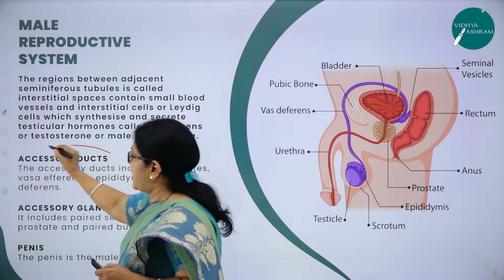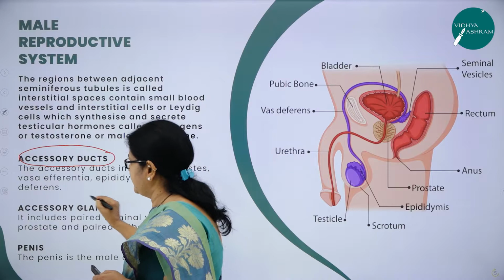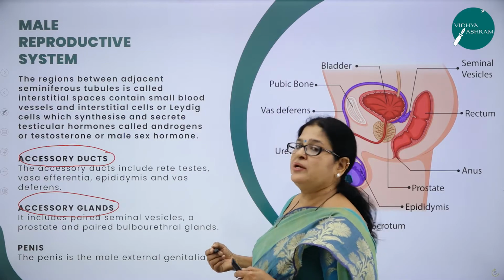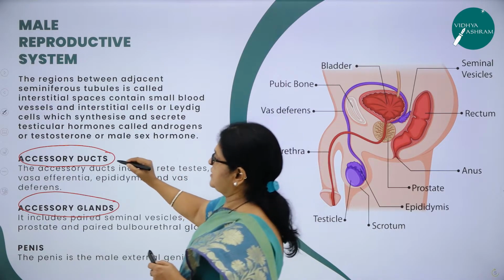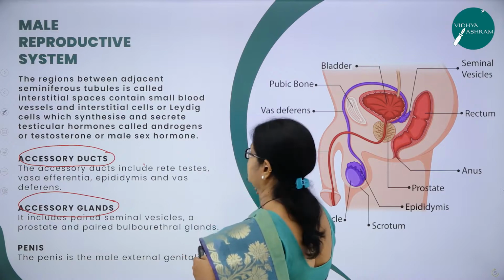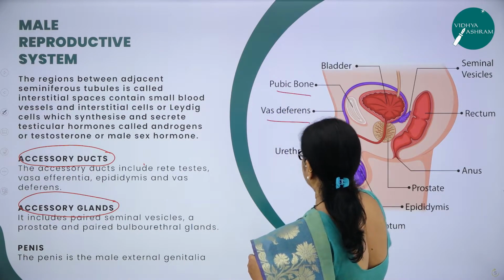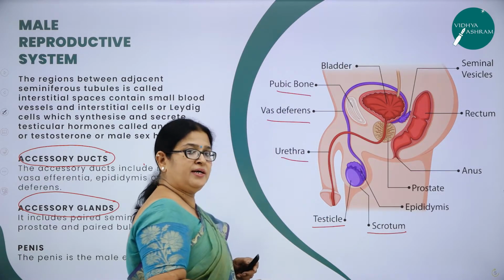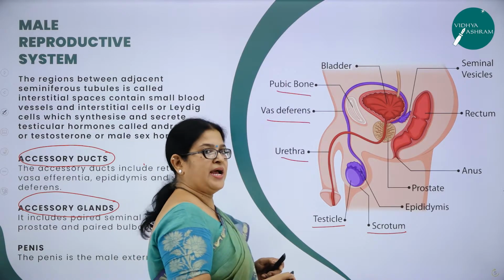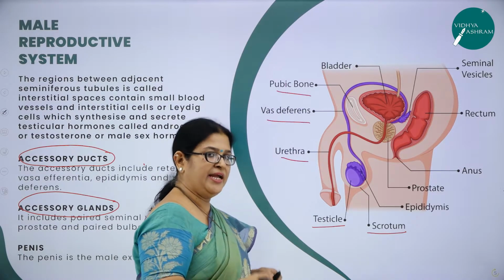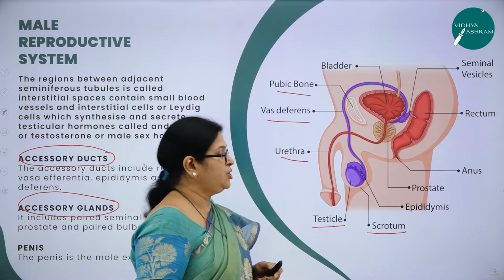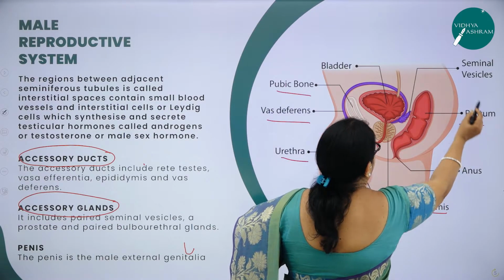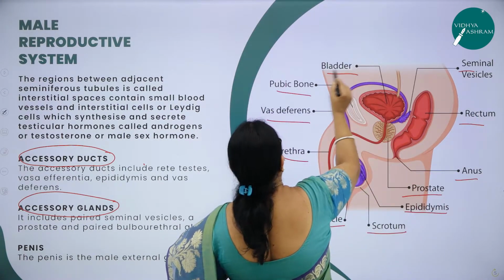Now, as I said, the accessory ducts and the accessory glands also help the male reproductive system. Now, what are the accessory ducts? Here you can see in the diagram, vas deferens, urethra. Then you can see the testicle, you can see scrotum. As I said, the testes are located in the scrotum, and it maintains a lower temperature than the internal body temperature to help what? To help spermatogenesis. You can see epididymis, the prostate, then rectum, seminal vesicle, anus and urinary bladder, right?